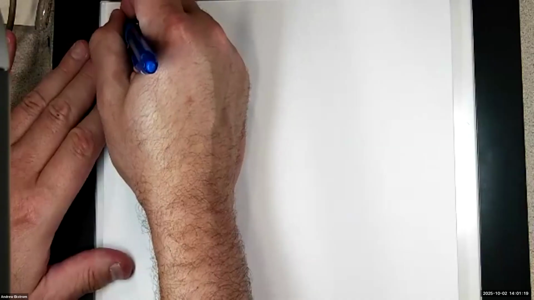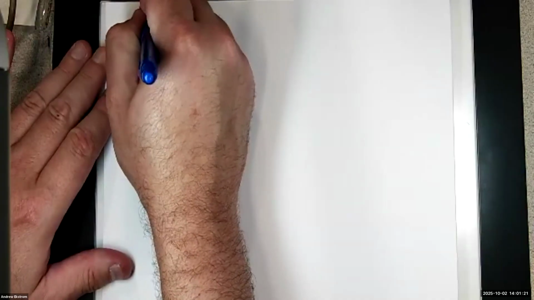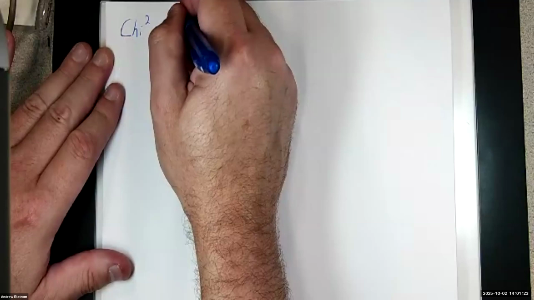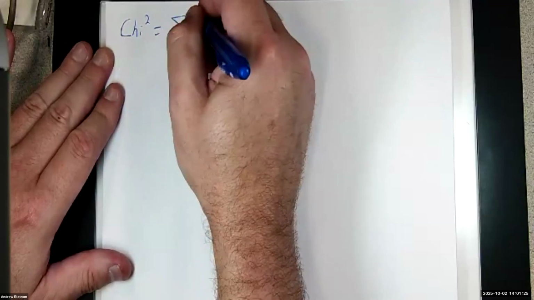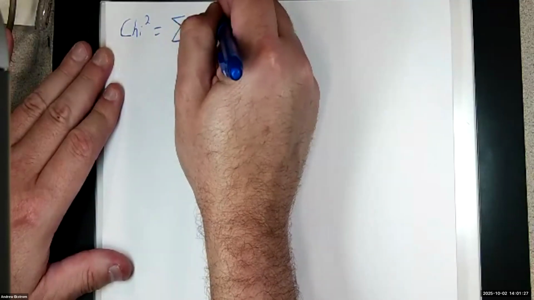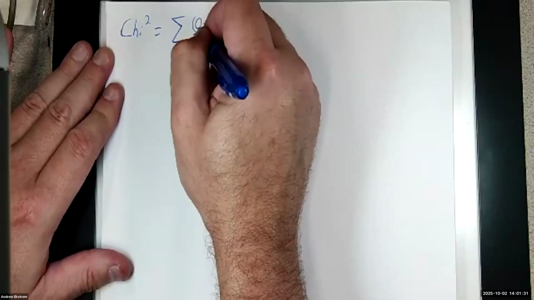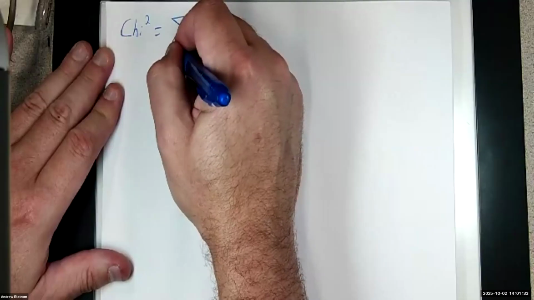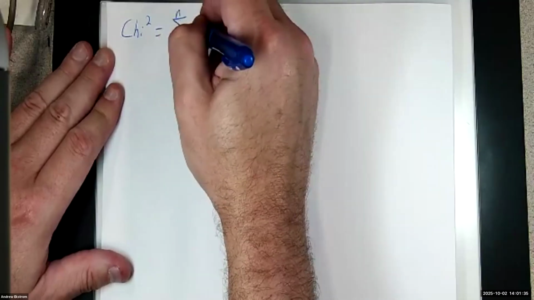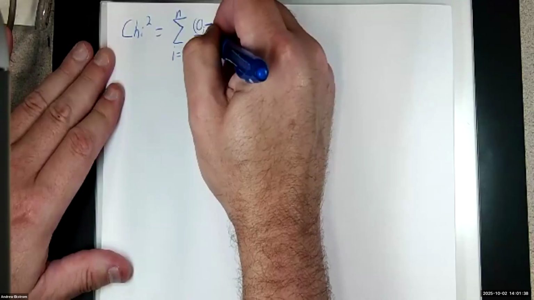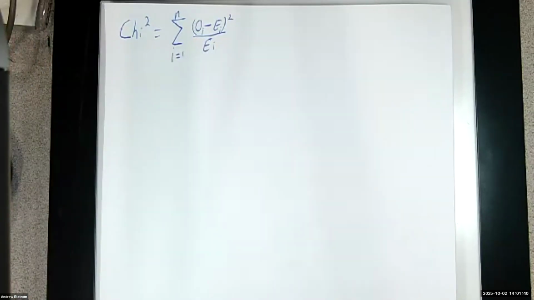So with the chi-squared test, the formula that we deal with is just like we had before. And then I have to say like i equals 1 to n, and then put a whole bunch of i's on all of these things.